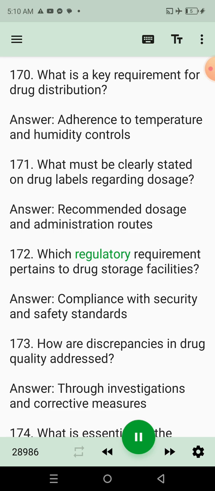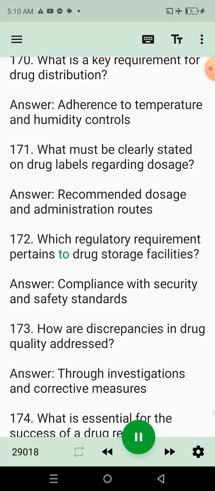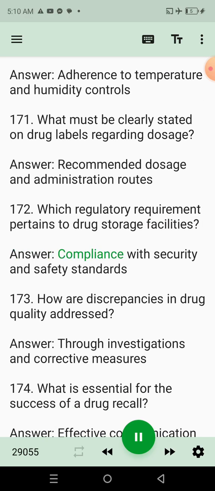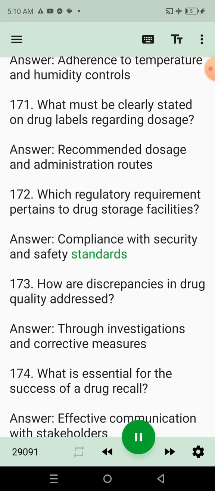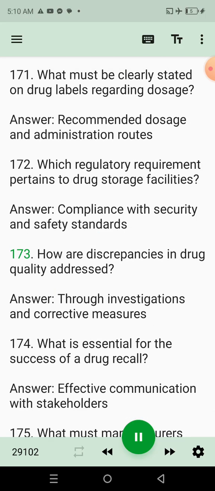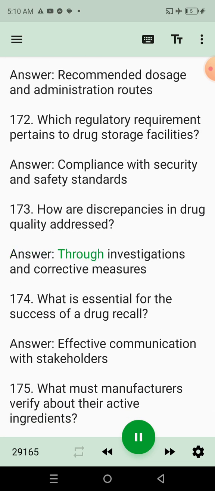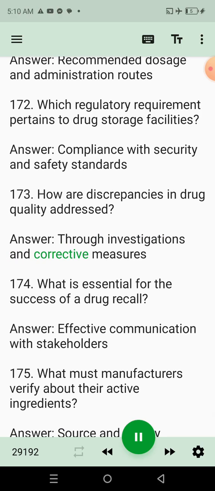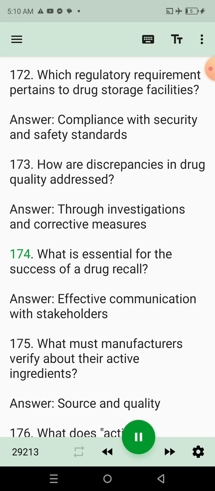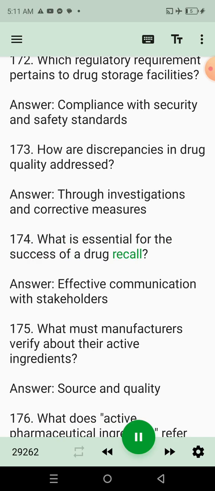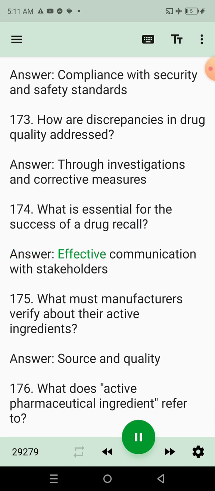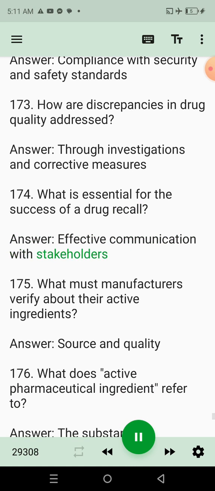172. Which regulatory requirement pertains to drug storage facilities? Answer: compliance with security and safety standards. 173. How are discrepancies in drug quality addressed? Answer: through investigations and corrective measures. 174. What is essential for the success of a drug recall? Answer: effective communication with stakeholders.